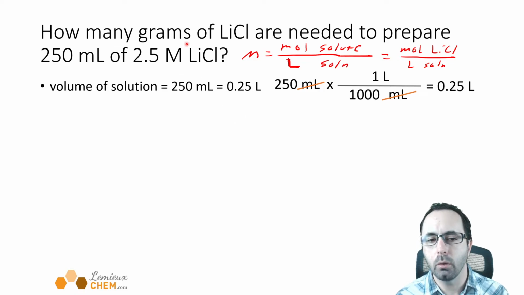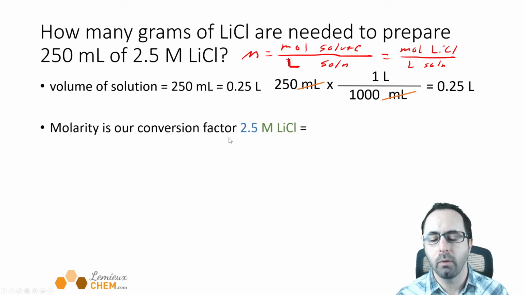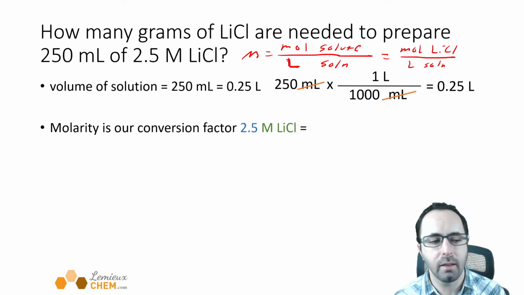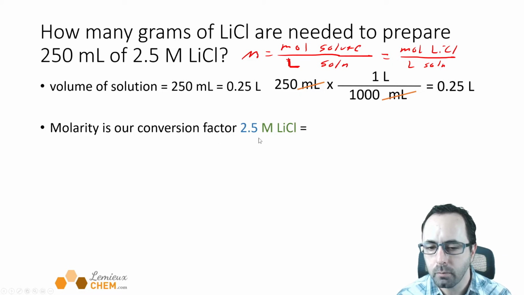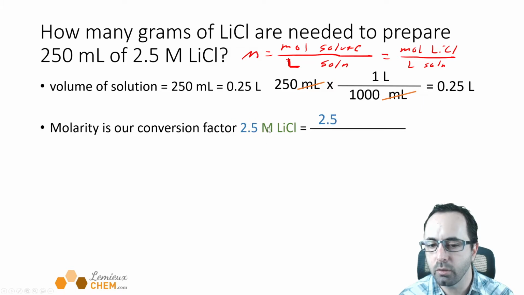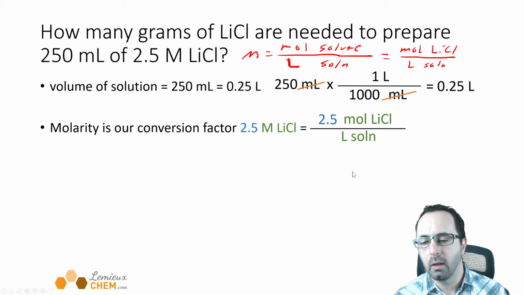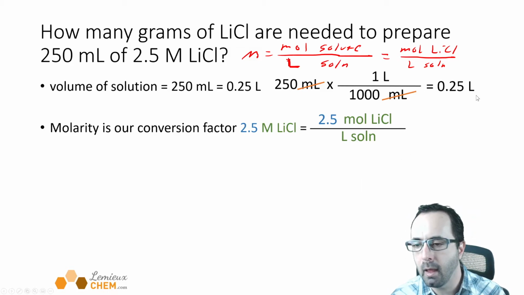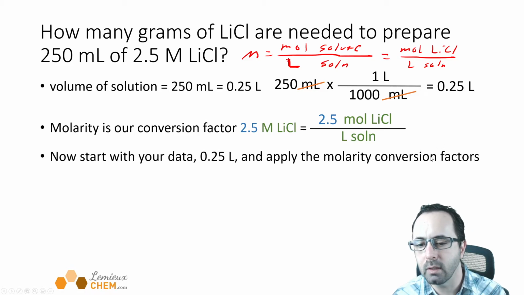So now we can use our concentration. But we've got to make sure that our concentration is stated as a conversion factor so we can use it as a conversion factor. So what we're going to do is write this out. Now this is just a straight number, there's no percentage, so we just write the number 2.5 here. Then we have to write what molarity means. Molarity means moles per liter. Moles of lithium chloride on top and liters of solution on the bottom. Now we have our conversion factor. And this, by the way, is 0.25 liters of solution.